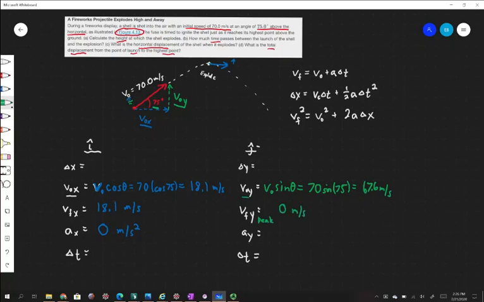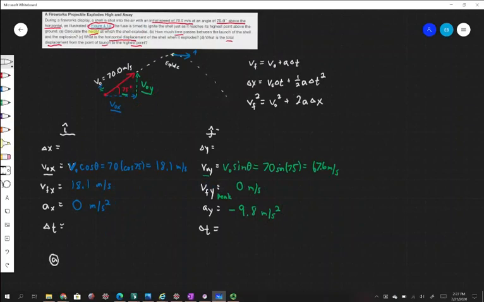The acceleration, we have gravity pulling this thing down, so the acceleration is negative 9.8 meters per second squared. Because it's the force of gravity that's acting to pull this thing down, and that acceleration due to gravity is 9.8 meters per second squared. And then we also have a change in time. Okay, so we know a lot of things already. We know a lot of these variables. Now we can start exploring, what do I actually need to find?